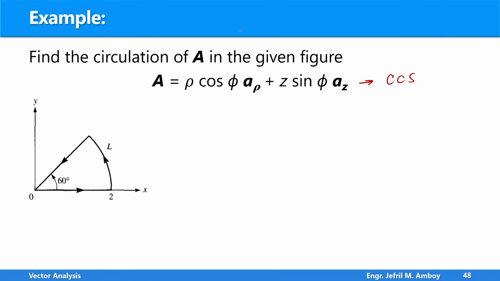So therefore, if we evaluate the line integral A dot dl, its circulation, A and dl must be in the same coordinate system, so that they will be compatible. Again, if A is in cylindrical coordinates, then dl must also be in cylindrical coordinates. But here, we have this figure. So how can we relate this figure to cylindrical coordinates?